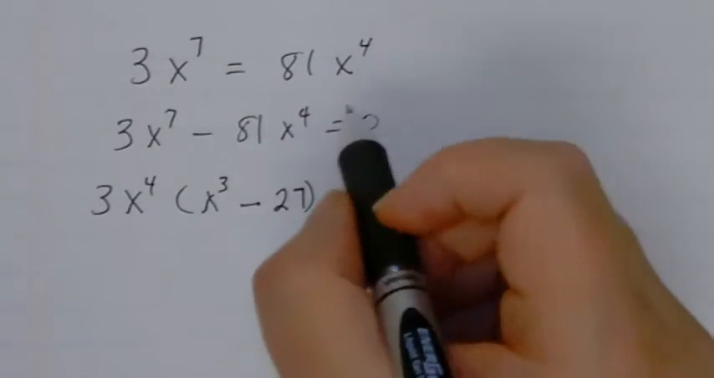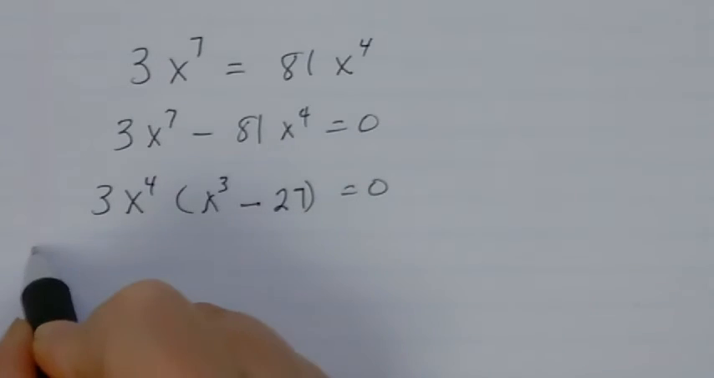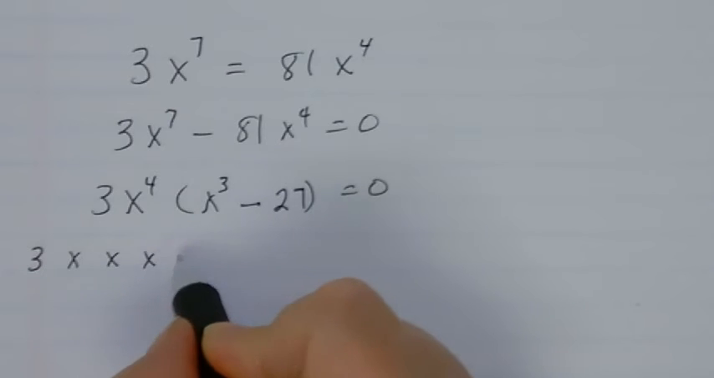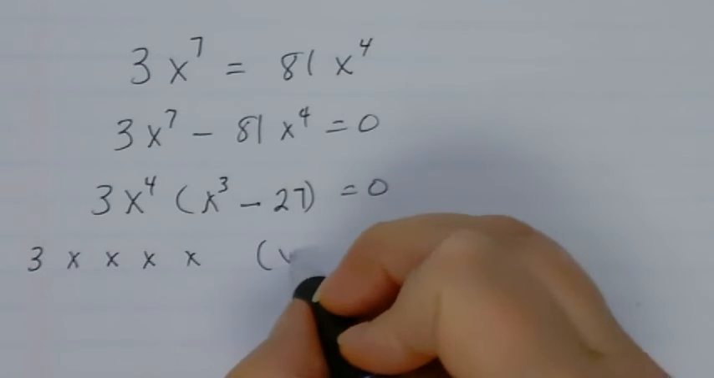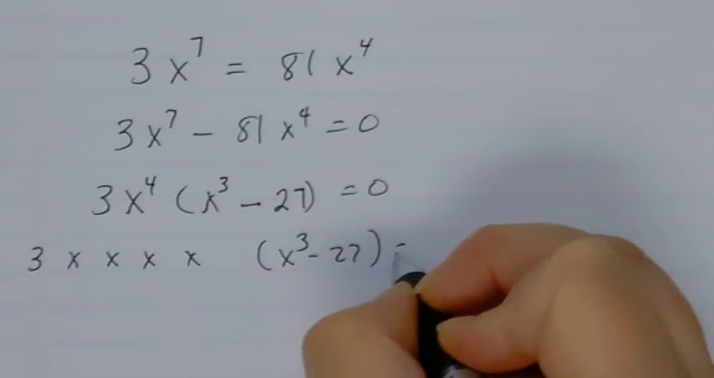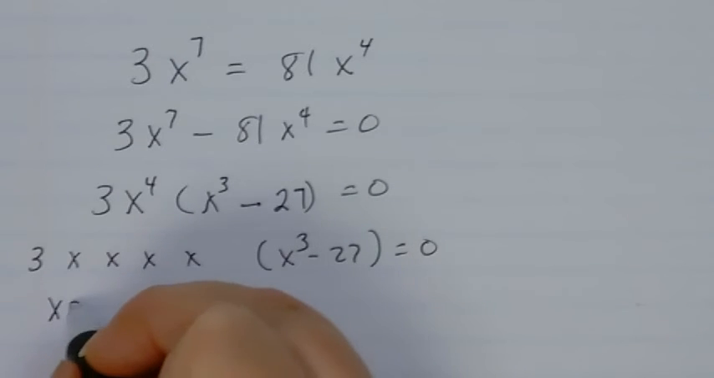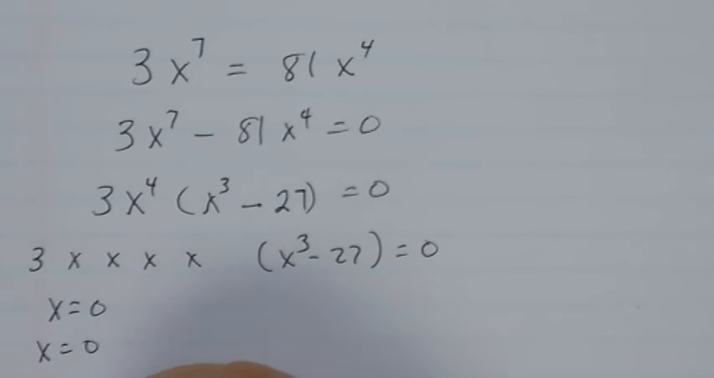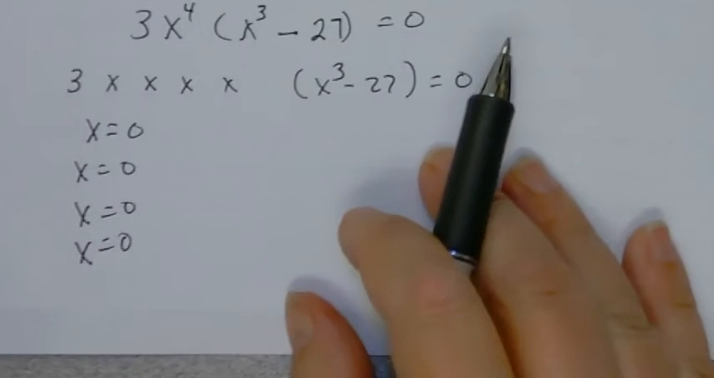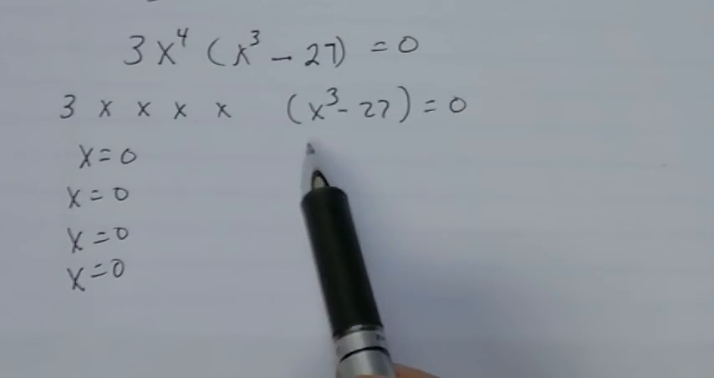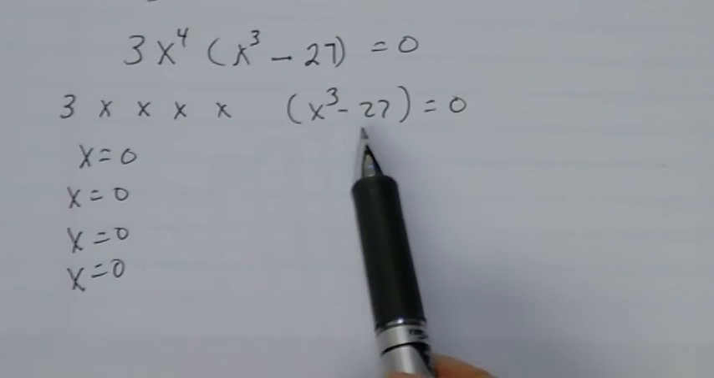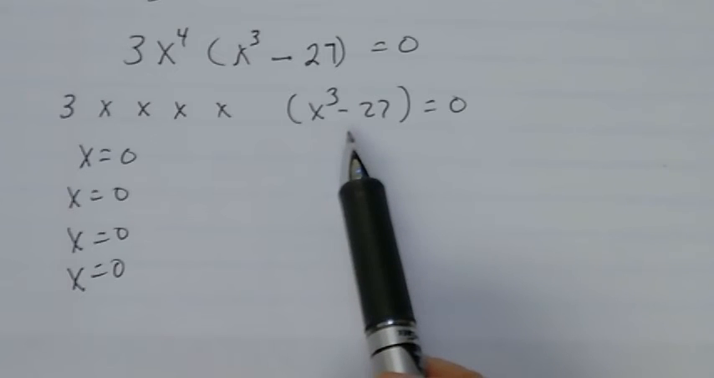So here's what happens. I've got 3 times x times x times x times x times x cubed minus 27. So this means that x equals 0 happens 4 times. So there's 4 of my answers. I know I should have 7. This is going to give me the other 3.